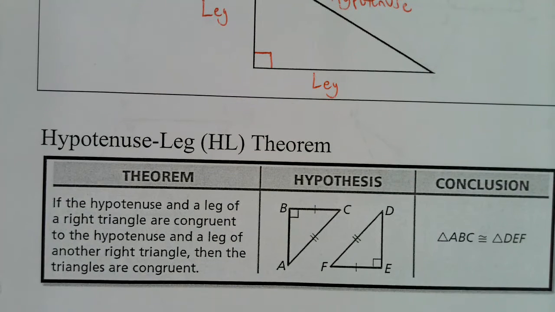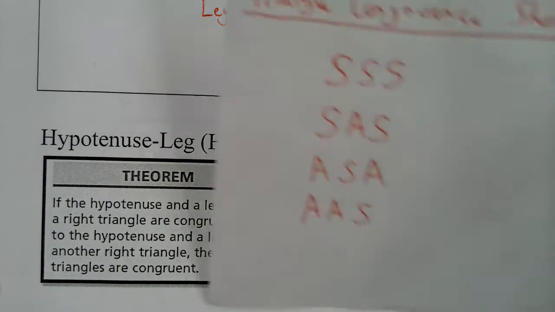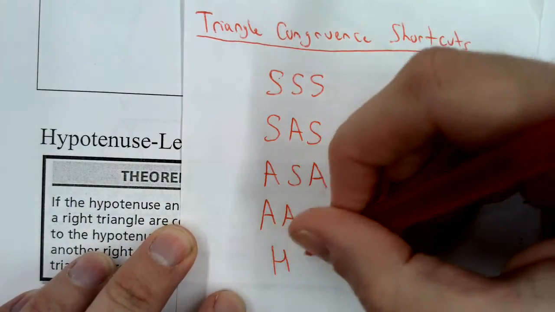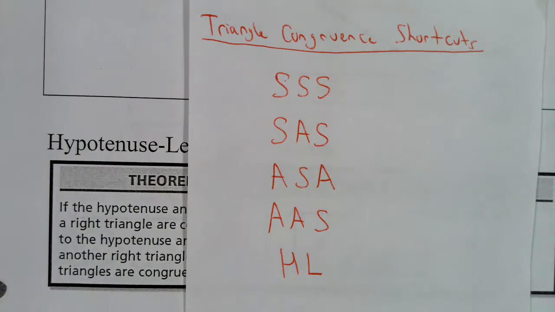That leads to our final shortcut. It's called hypotenuse leg, or HL for short. So let me add that to our list. Okay? These are the 5 triangle congruent shortcuts that you have to know. Those are the only 5 that work. No other shortcuts work. We can talk about that maybe in class when I see you. But those are the 5 shortcuts that work.